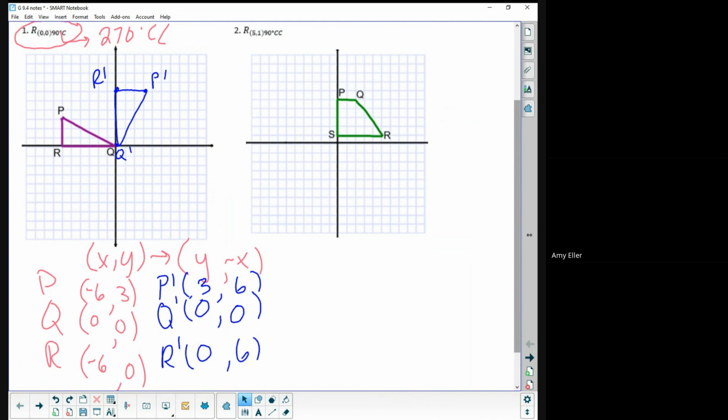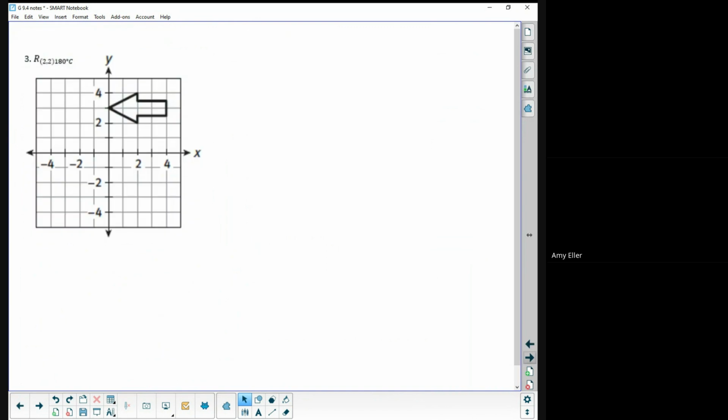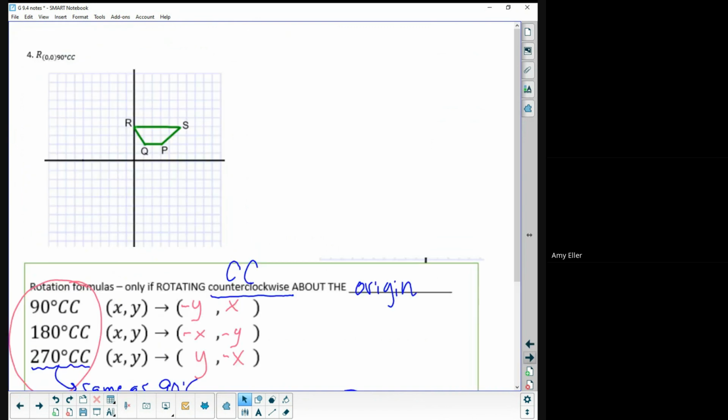We're going to skip 2 for now. Let's do number 3. I'm going to have you do it on your own. Oh, sorry, not 3, 4. Because we're rotating about the origin, we're going to use the formula. So copy your formula and write your points.